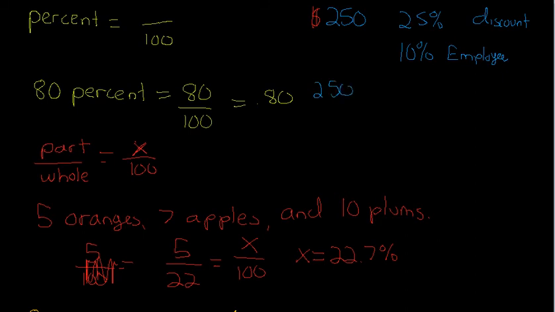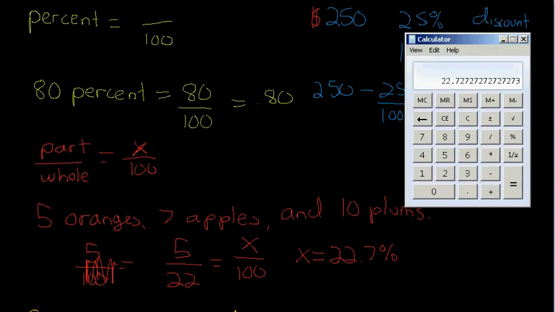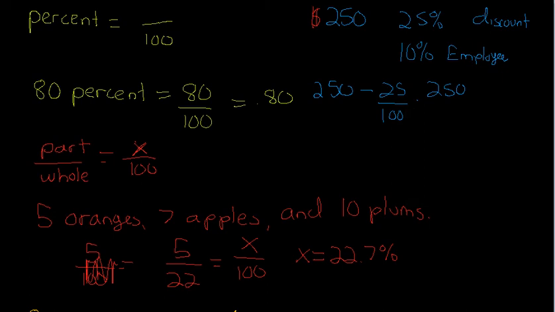So what we're going to do is take $250, and subtract the 25% over 100 times the 250 in order to figure out the percent decrease. 25 times 250 is 6250. 250 minus 62.50 would be $187.50. Now it's at this point that the employees get an additional 10% off.